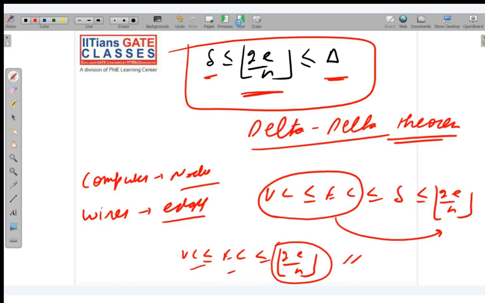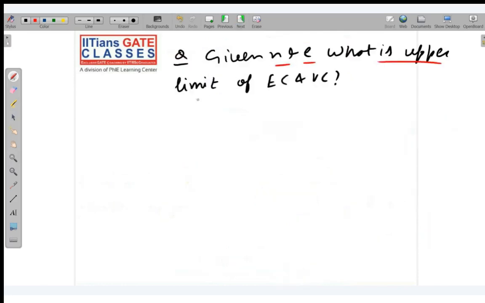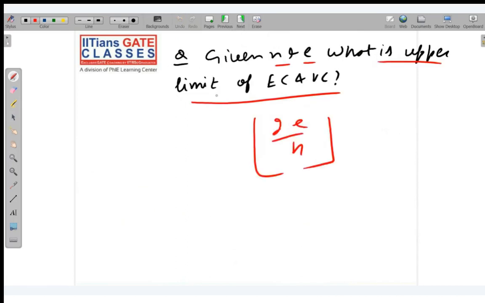Done, sir. Okay, so for example, given n and e, what is the upper limit on edge connectivity and vertex connectivity? The upper limit is floor of 2e by n. Okay, so here I have given it. Take snapshot. It is just to say this. We don't have any numerics here, no, sir. Yes. In the next slide, I will give you an example.